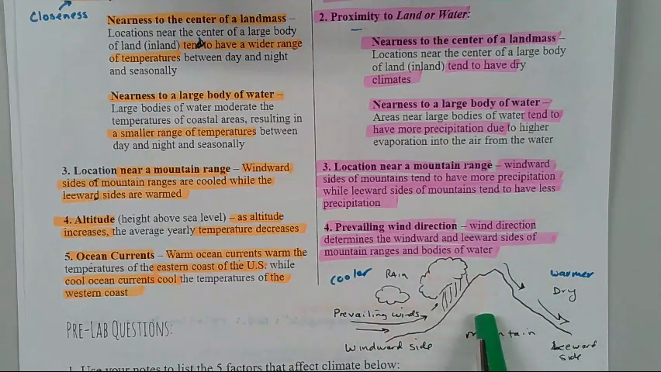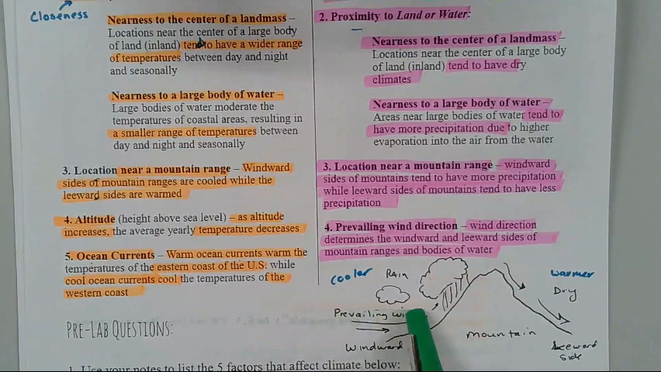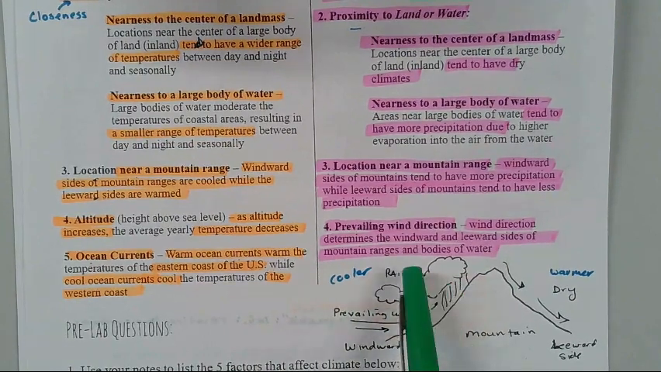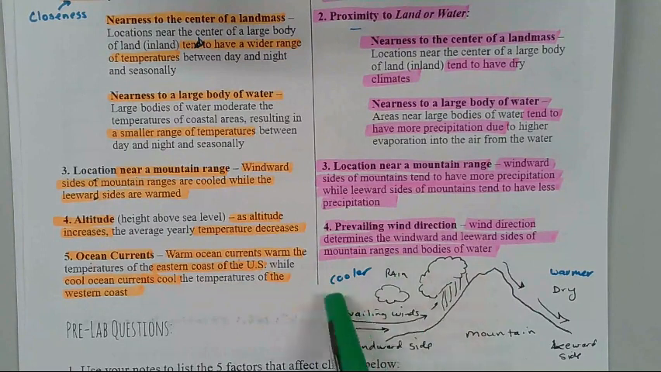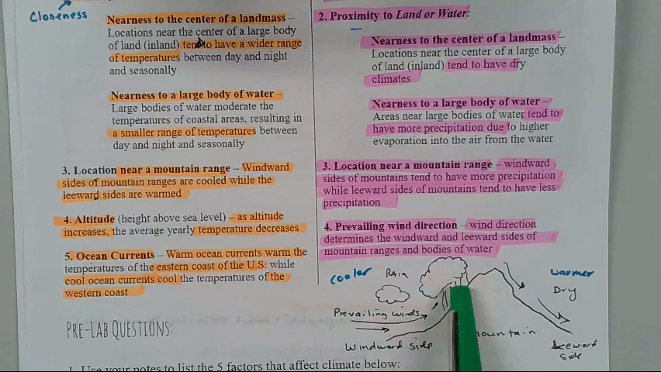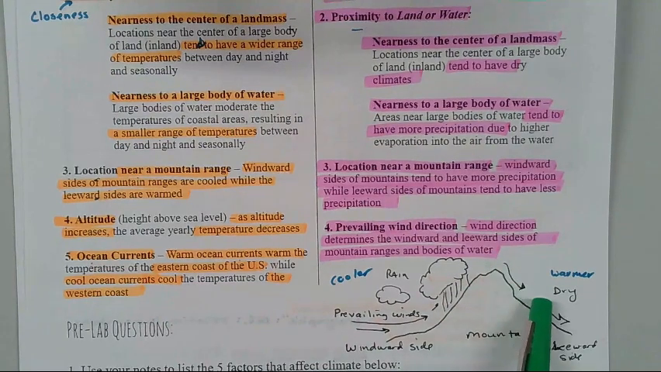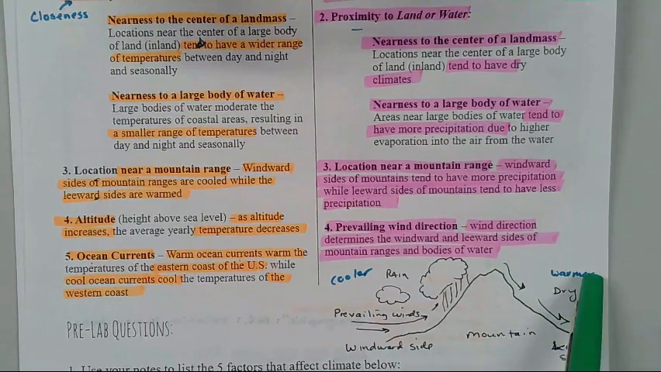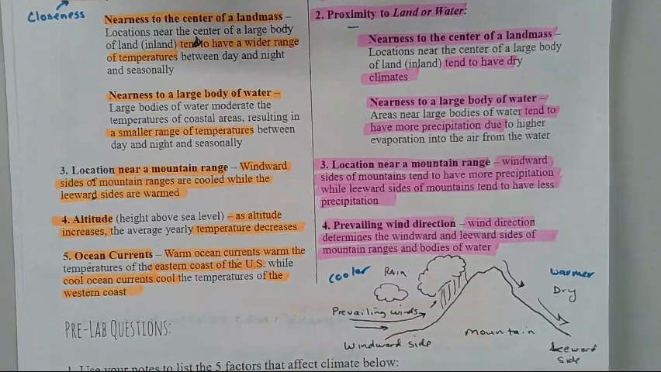You can see in this diagram, this is a mountain. The prevailing winds hit the windward side of the mountain. This causes cooler, wetter conditions on the windward side. And then as the air is pushed upward, causing it to cool, causing moisture in the air to condense and form rain. So when that air then comes down the other side, it's dry. So warmer, drier conditions on what's called the leeward side. Okay.